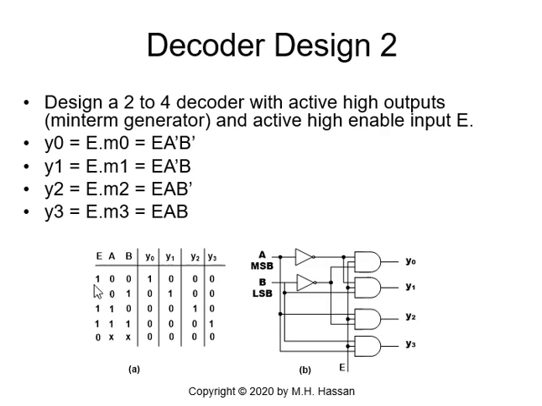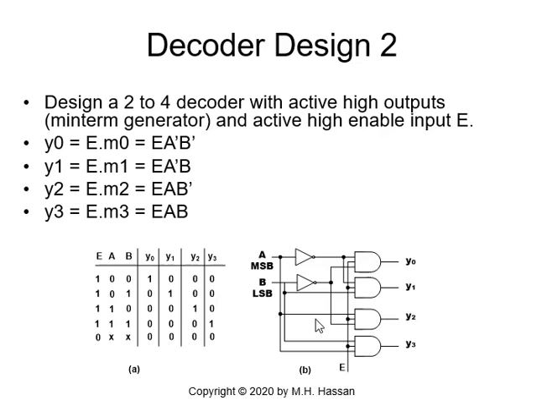So how do we express Y0? If we read it again from the truth table, E is 1, A prime, B prime, then Y0 is 1. Y1 is E A prime B. Y2 is E A B prime, and Y3 is E A B. And those are the logical equations for Y0, Y1, Y2, Y3. We get them from the truth table. We don't need a K-map because it's so simple.